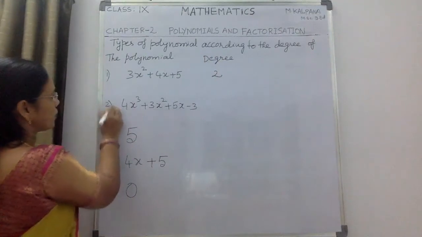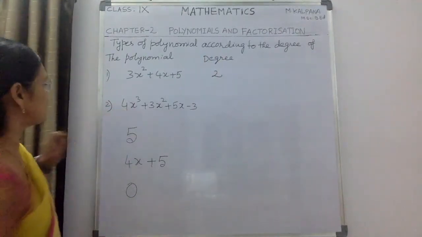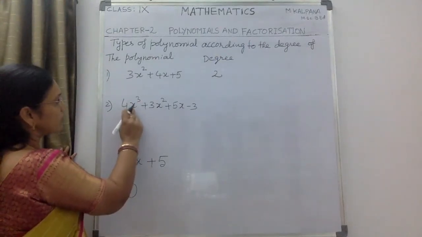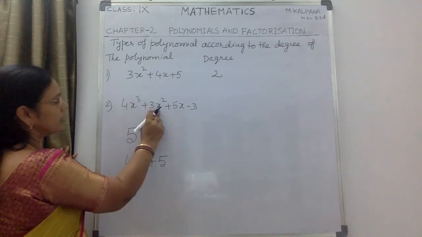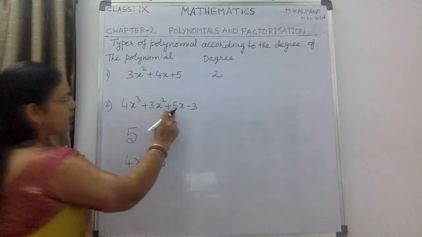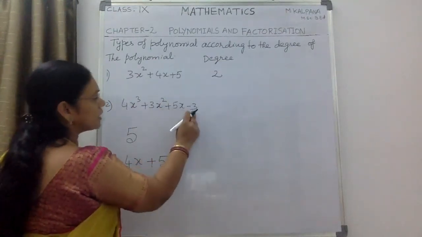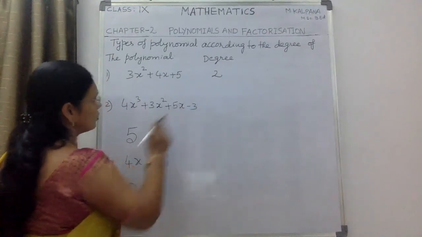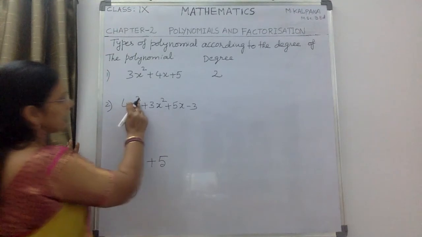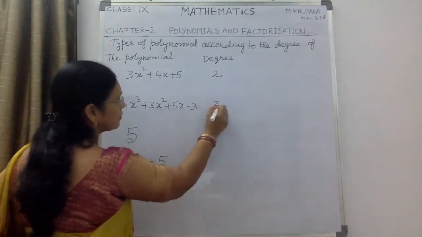Now in the second polynomial, the first term is 4x cube. So what is the power of the variable here? 3. In the second term 3x square, the degree is 2. The degree of the third term is 1, and the degree of the fourth term is 0. So here what is the highest degree? 3 is the highest degree. So 3 will be the degree of the complete polynomial.